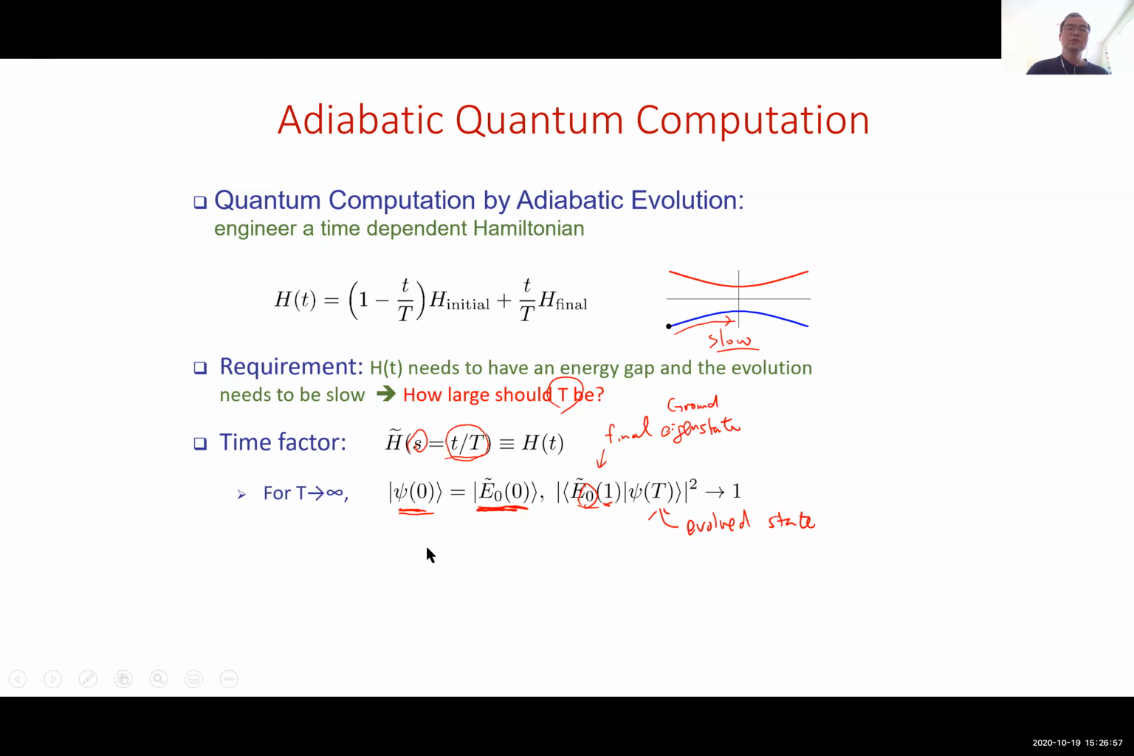So intuitively, if this time goes to infinity, if I go really, really slowly, my evolved wave function at the end should be just the ground state of that final Hamiltonian. The overlap should approach 1. This is the so-called adiabatic theorem.